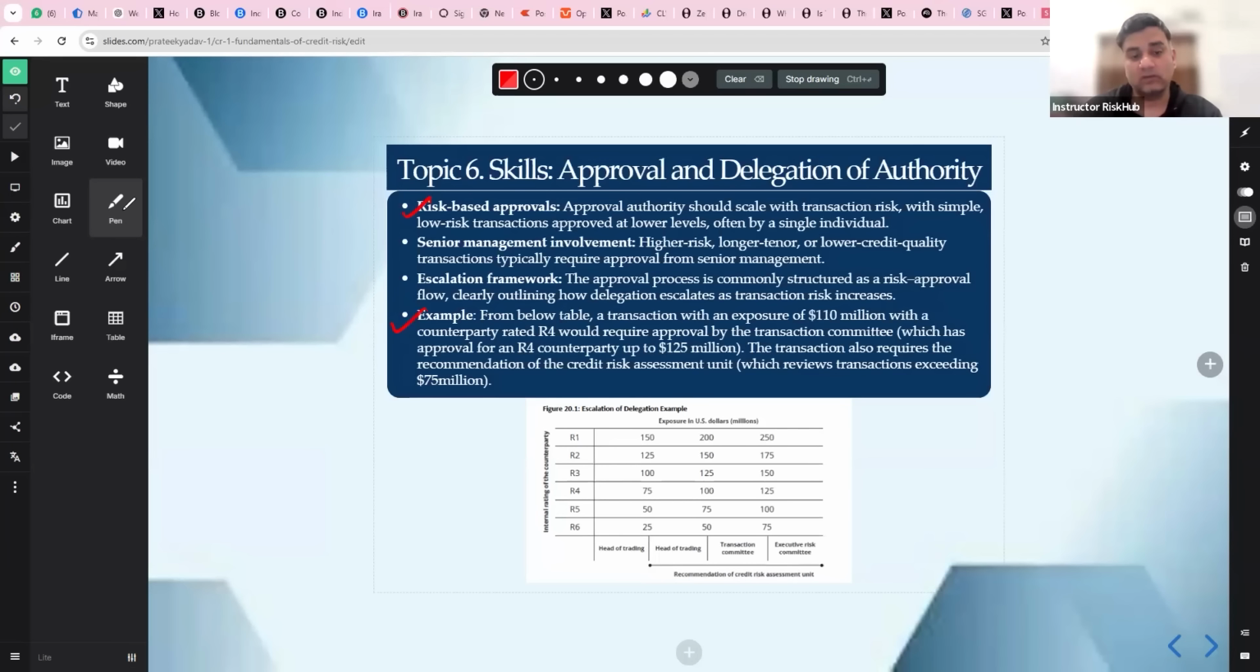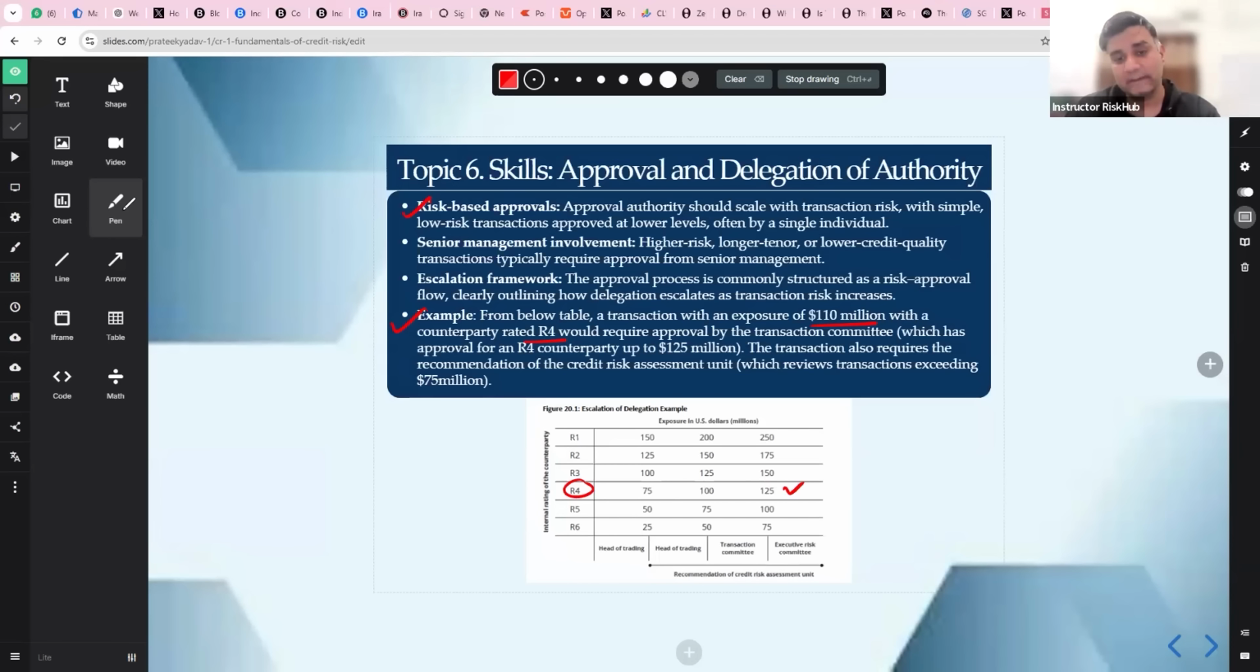If you look at the example given on the slide, the transaction is 110 million, with the counterparty rated R4. From the table, you see that for R4 approval is up to 125, so it is allowed at the transaction committee level. The idea here is that we also need to see that the credit risk assessment unit must recommend if exposure is greater than 75.